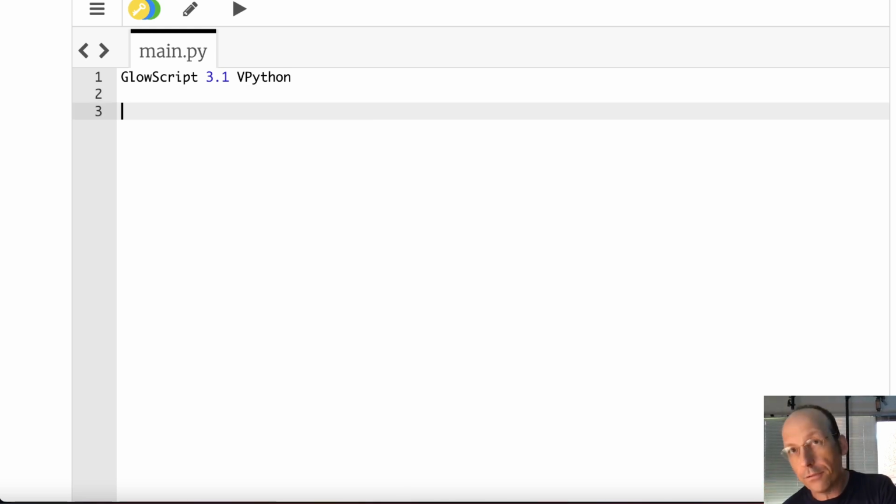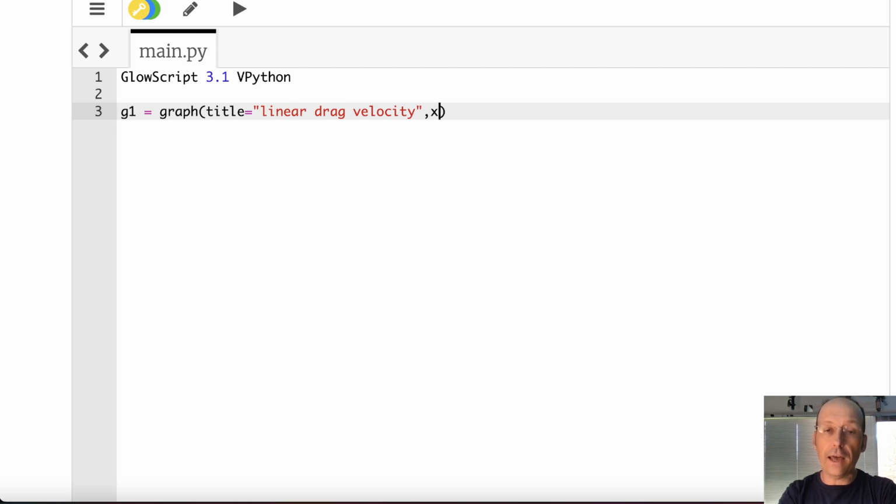I'm going to make a nice, pretty graph. You don't have to make pretty graphs, but I am. So to make a pretty graph, the first thing to do is to make the axis for the graph. I need to give it a name: G1 equals graph. I'm going to give it a title. Title equals, let's just call it velocity. Should I say linear drag? Linear drag velocity. How about that? And then I need to give an x title. You don't have to, but I am. Title equals time in seconds.